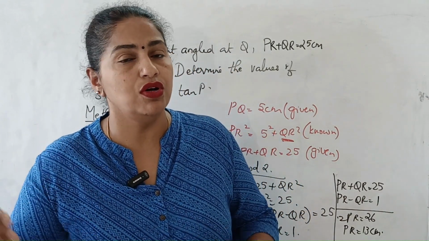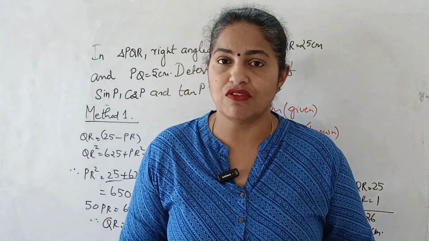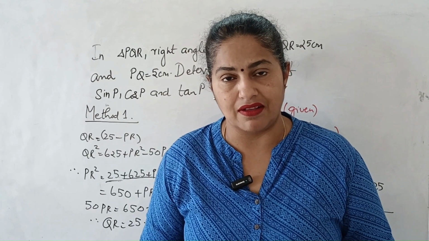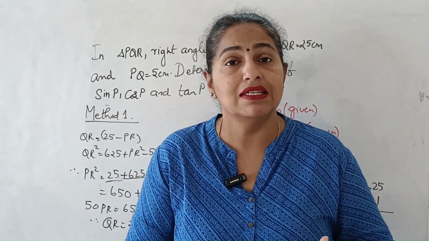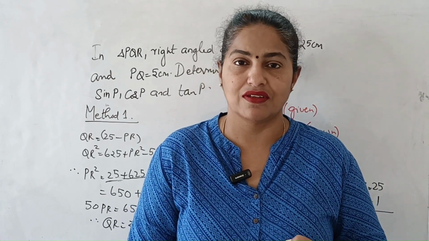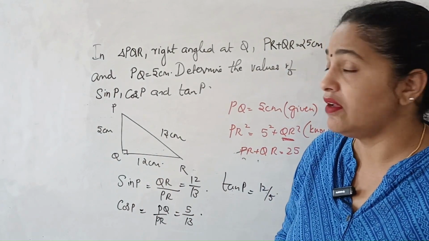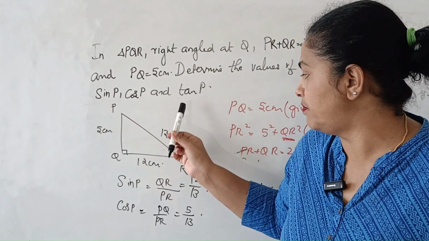Now it is left to you. Wherever your logic goes, wherever your thought process flows, you can use the method, but make sure you get the correct answer. So now we have gotten the three sides of the triangle as 12, 13 and 5. Now let us find out the trigonometric ratios. So here you can see that I have written down the values of the three trigonometric ratios which we had to find: sin P, cos P and tan P.